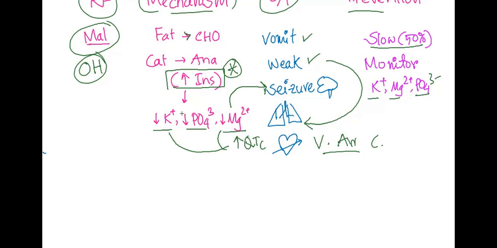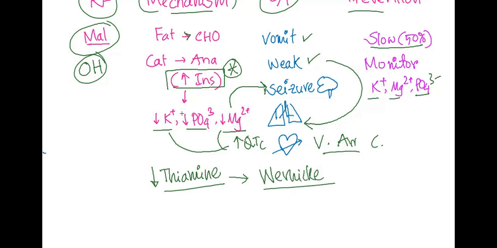Another thing that I forgot to mention is thiamine. Anytime you refeed someone, the thiamine level will go down because you have a lot of carbohydrate and thiamine stores are already low. If you introduce a lot of carbohydrate, the thiamine levels will be even lower to metabolize those carbohydrates. So there could be a thiamine deficiency, which might lead to Wernicke encephalopathy. And that is another complication that you have to keep in mind.